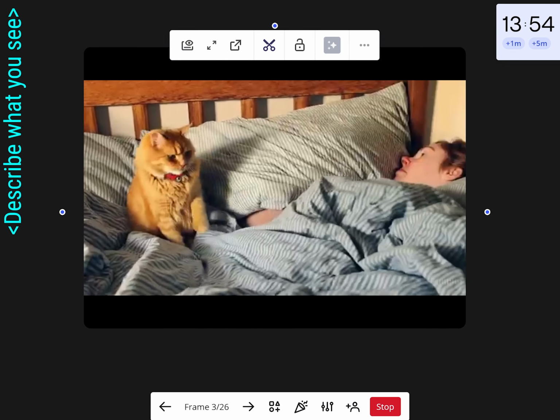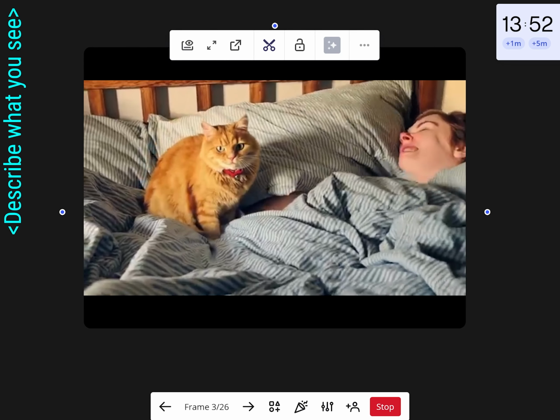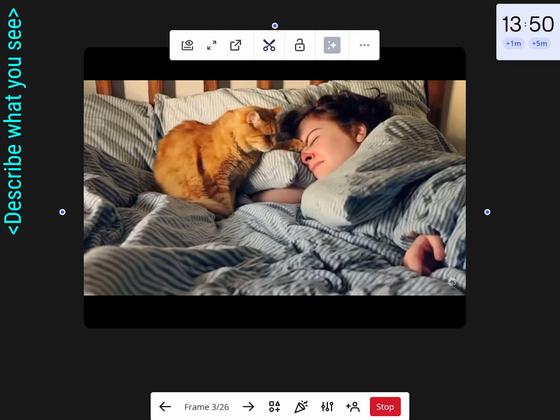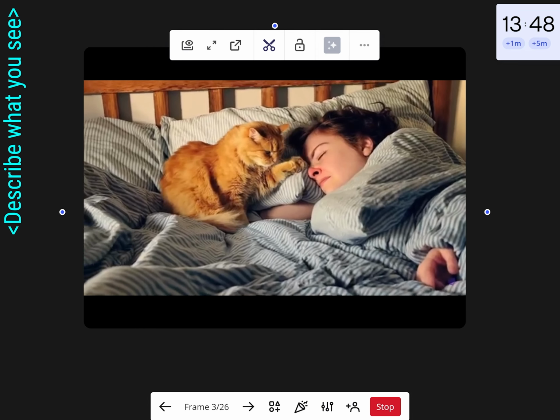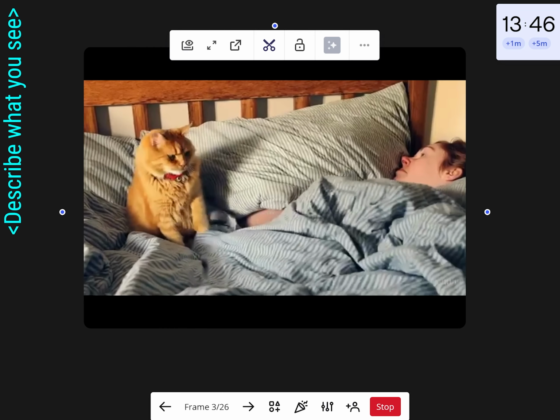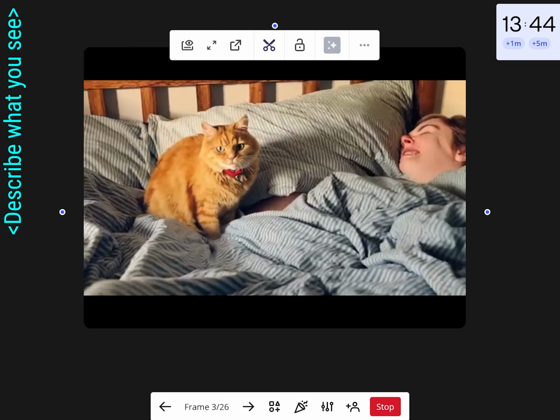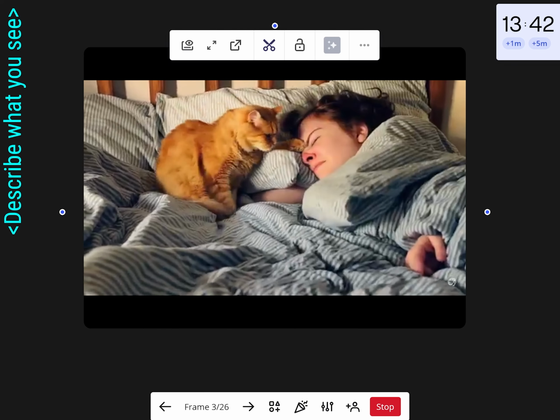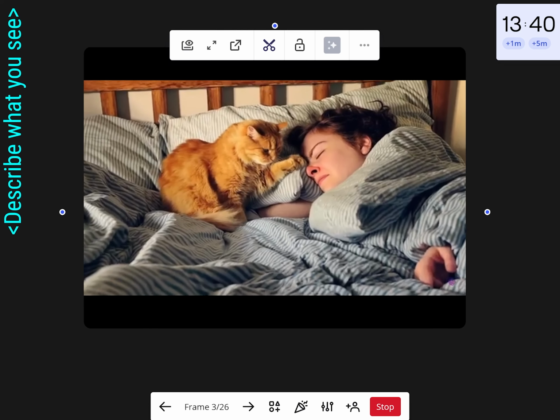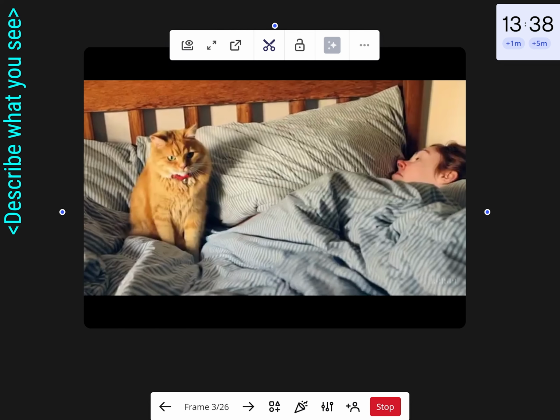Everything seems normal. This cat is trying to, I'm repeating it again, it's trying to wake up the owner. Anybody, anything weird? This last time. Okay, we're gonna do it in slow motion, right? And I want to point out something.